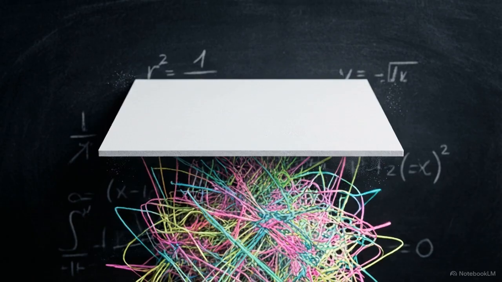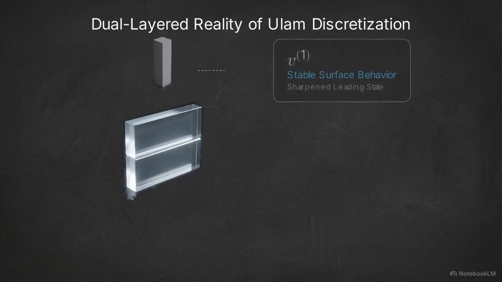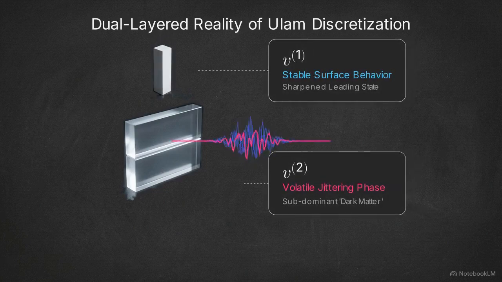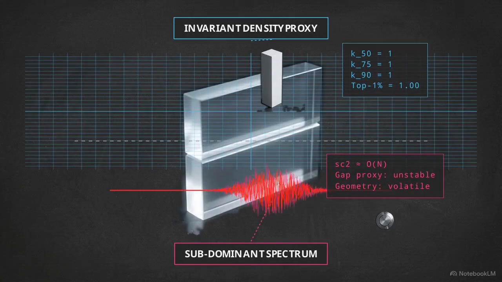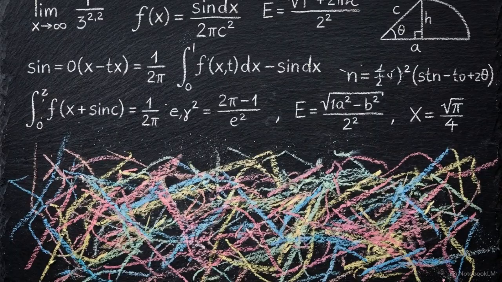Coarse parameter scanning does not average out the underlying spectral chaos. It masks the severe finite grid instability, generating a deceptive aliasing artifact. These findings map the internal structure of the Ulam discretization on this finite grid. We are left with a dual-layered reality. An inert invariant density proxy sits directly above a parameter-sensitive, structurally fragile subdominant spectrum. This split behavior directly challenges the finite grid smoothness folklore prevalent within transfer operator theory.